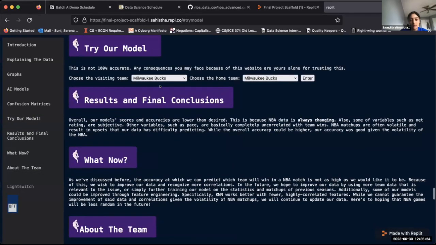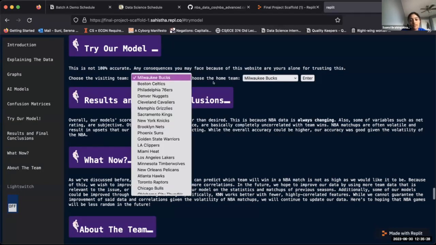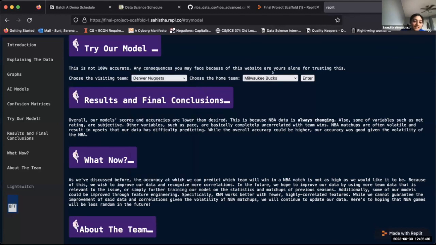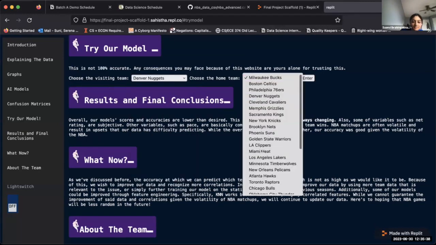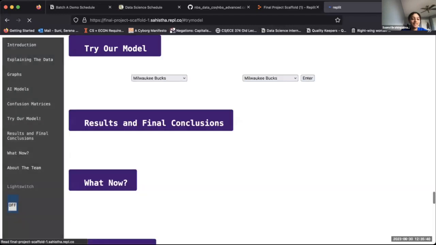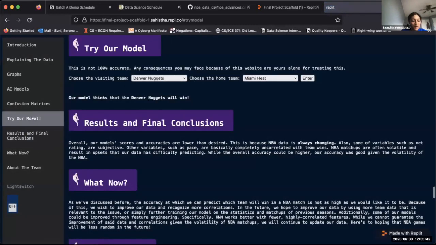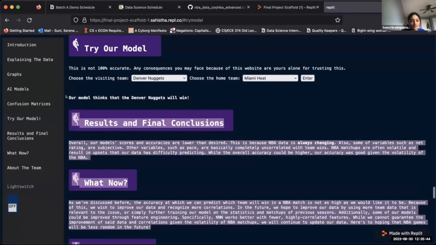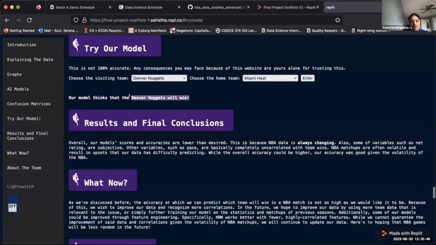So this is our predictor model component. As you can see here, there's 2 drop downs, one for the home team and one for the visitor team. Here we can match any 2 teams and predict who wins. We can start with looking at the final 2 this season, the Denver Nuggets and Miami Heat. So our model accurately predicted who won, which were the Denver Nuggets, which is really cool and showcases how influential our model can be.